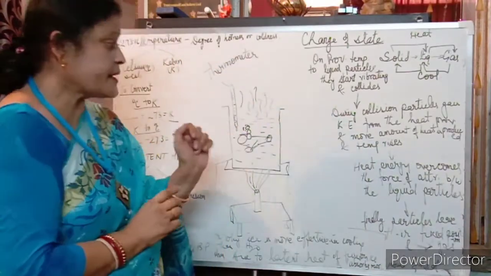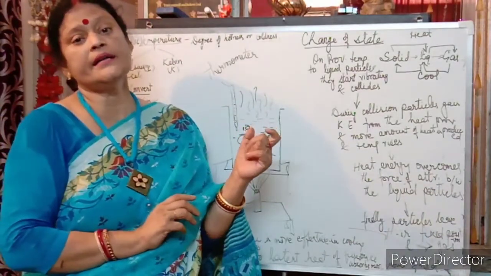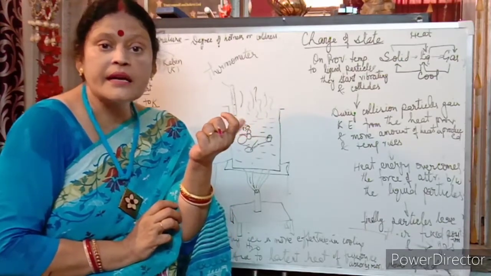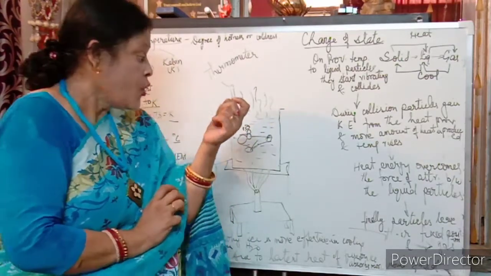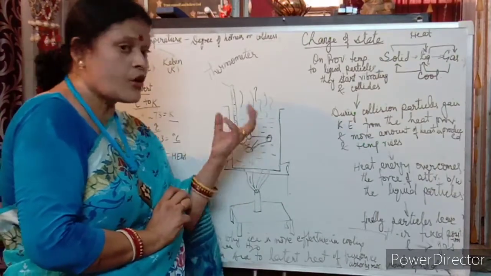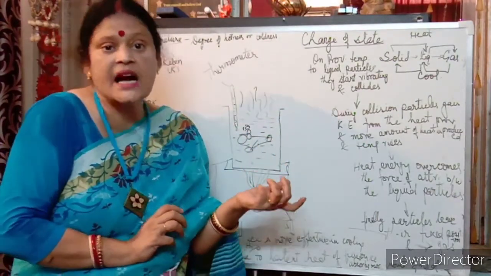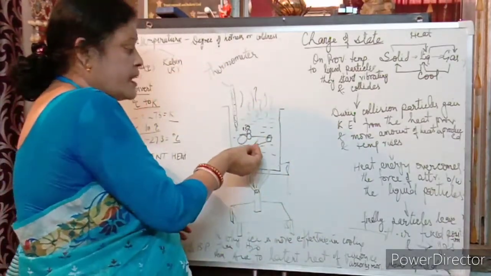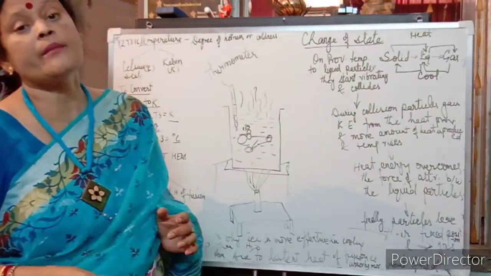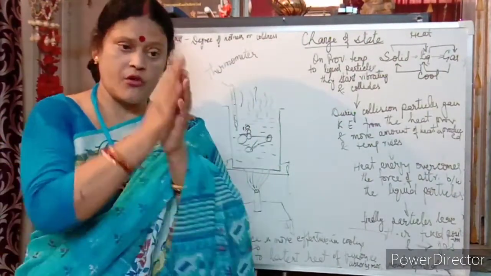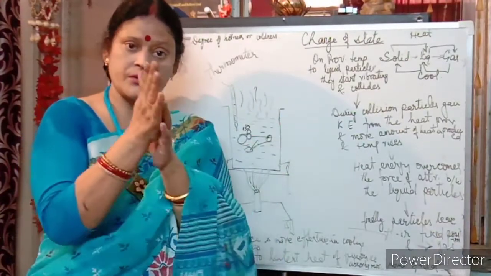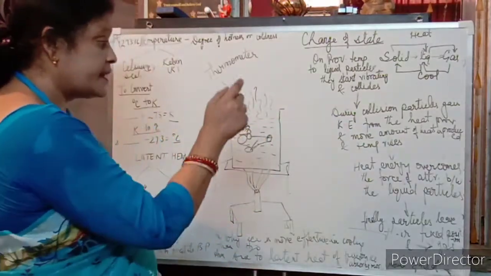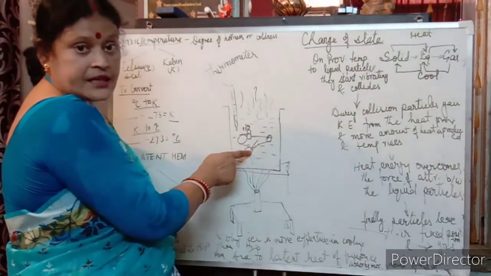So when the particles are colliding, they gain kinetic energy. Kinetic energy means particles start moving. So when they collide with each other, more and more particles gain kinetic energy and they move much faster. And because of this more kinetic energy, a greater amount of heat energy is produced. Right? So more heat energy is produced and this gives a high temperature.